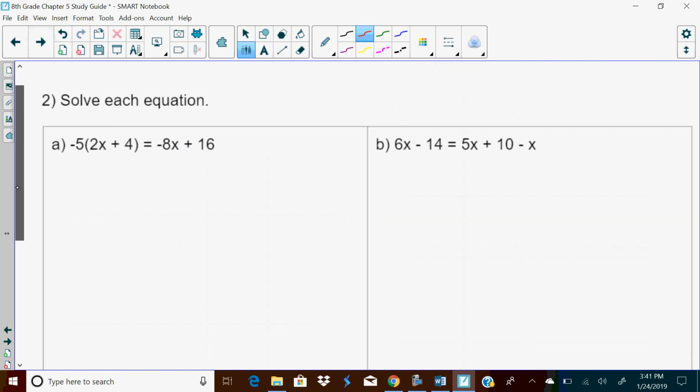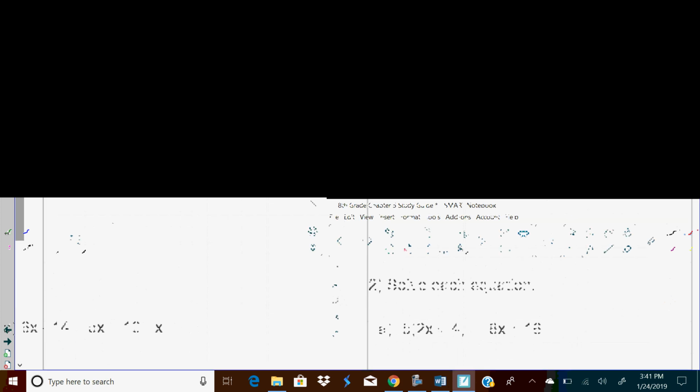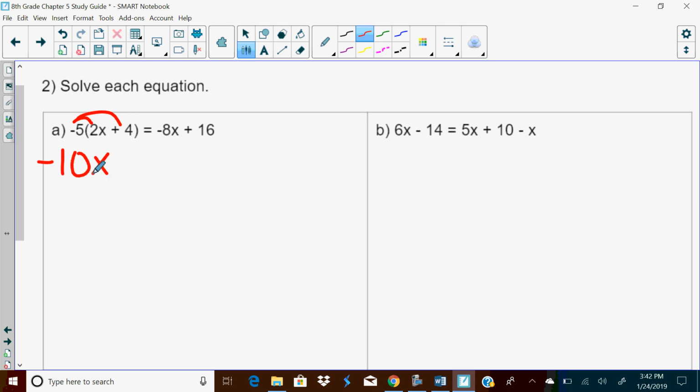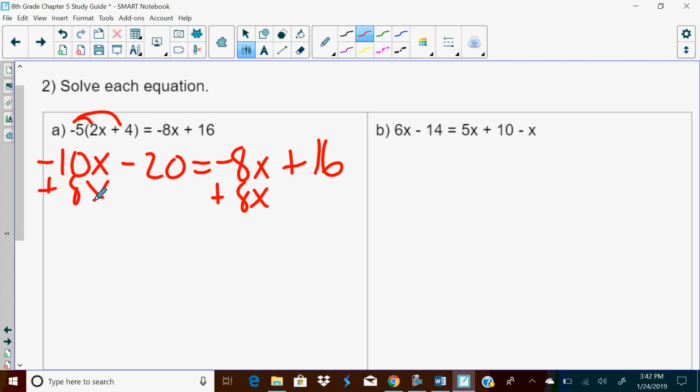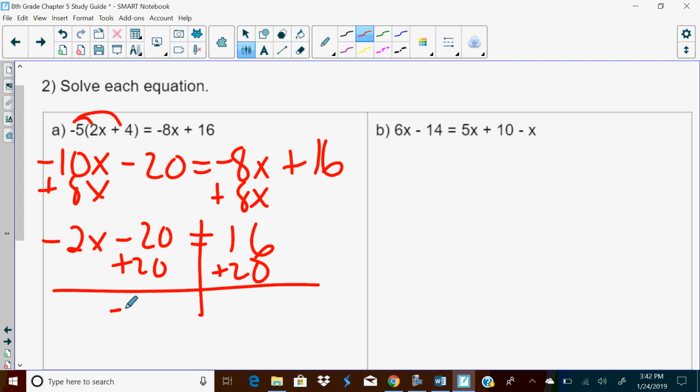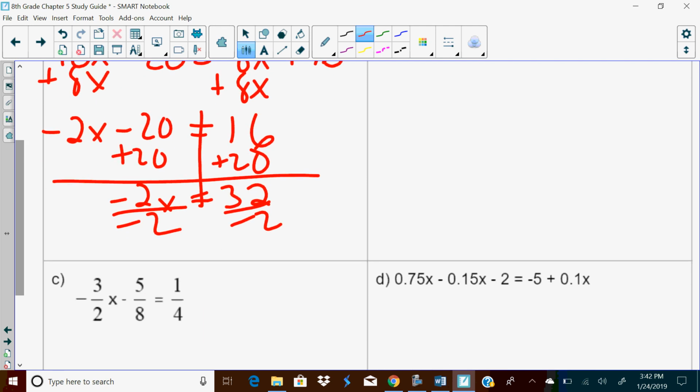Okay. Problem number 2, you're going to solve for x. So in the first problem, I'm going to distribute my negative 5. So I get negative 10x minus 20 equals negative 8x plus 16. So I'm going to add 8x to both sides. So I'm going to get negative 2x minus 20 equals 16. I'm going to add 20 to both sides. So I'm going to get negative 2x equals 32 and divide by negative 2. So I get x equals negative 16.